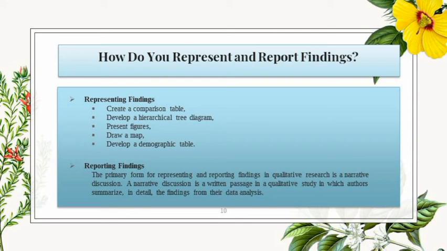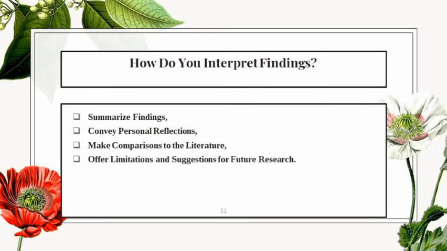A narrative discussion is a written passage in a qualitative study in which authors summarize in detail the findings from their data analysis. How do you interpret findings? The first, summarize findings. Second, convey personal reflections. Third, make comparisons to the literature. The fourth, offer limitations and suggestions for future research.